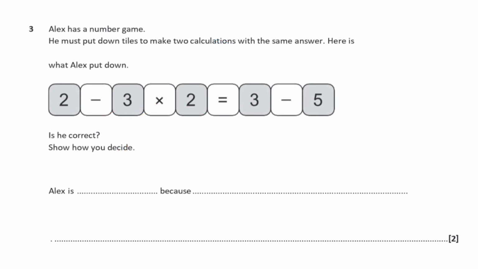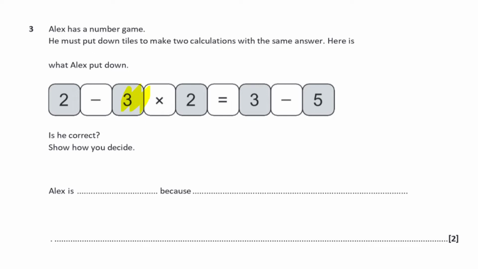Okay. Question 3, Alex has a number game. He must put down tiles to make 2 calculations with the same number. Here is what Alex put down. So 2 minus 3 times 2 equals 3 minus 5. Is he correct? Show how you decide. Okay. Well, when we have more than one operation going on, we really need to use BIDMAS in order to work out which operations to do first.